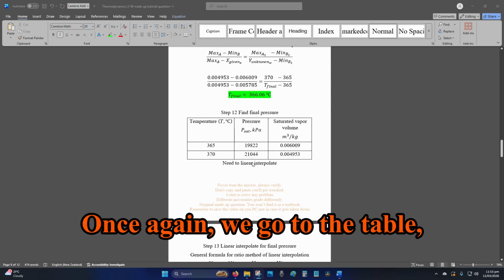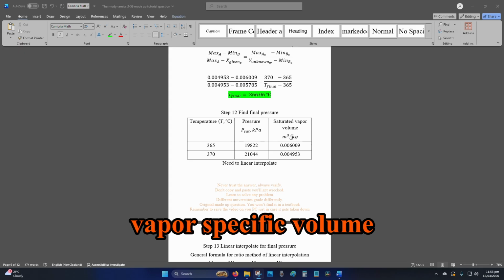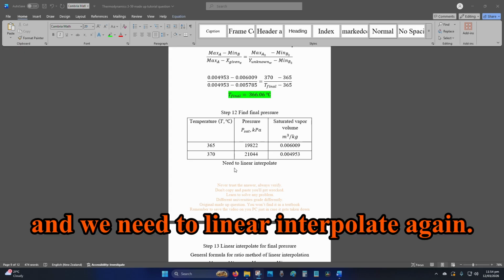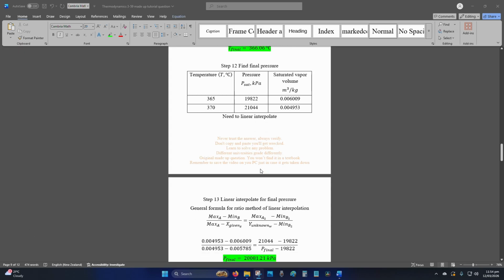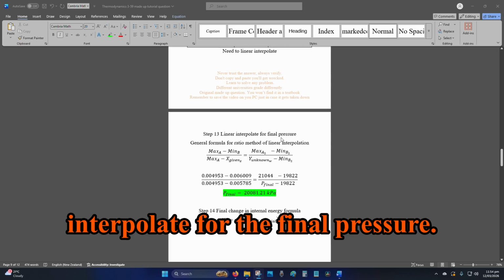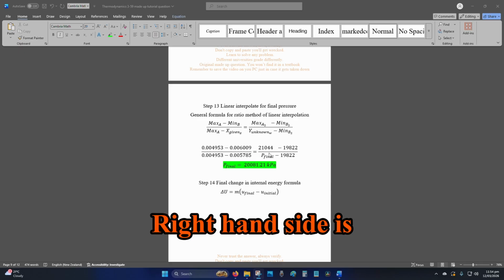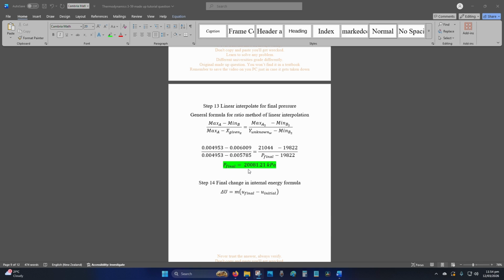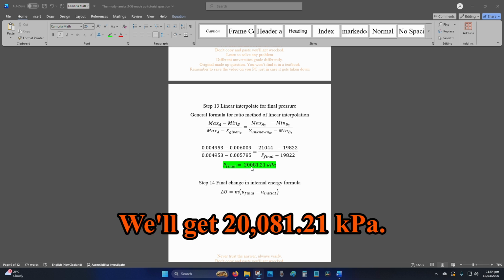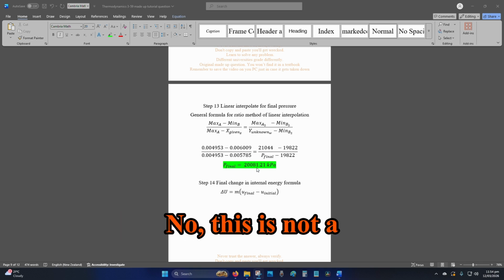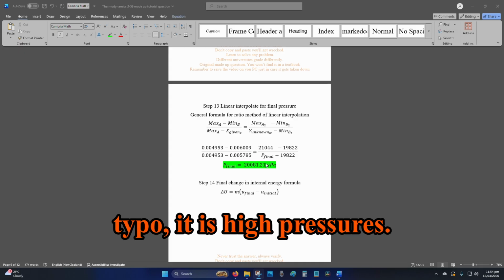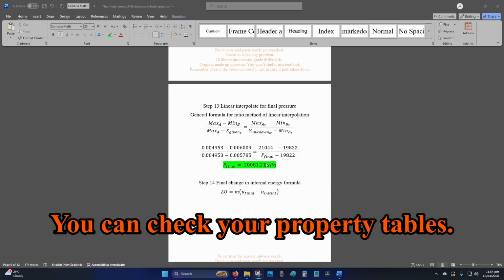Step 12, find the final pressure. Once again, we go to the table, we match the saturated vapor specific volume, and we need to linearly interpolate again. So step 13, we linearly interpolate for the final pressure. So left hand side is the specific volume, right hand side is what we're trying to find, the final pressure. We'll get 20,081.21 kPa. No, this is not a typo. It is high pressures. You can check your property tables.